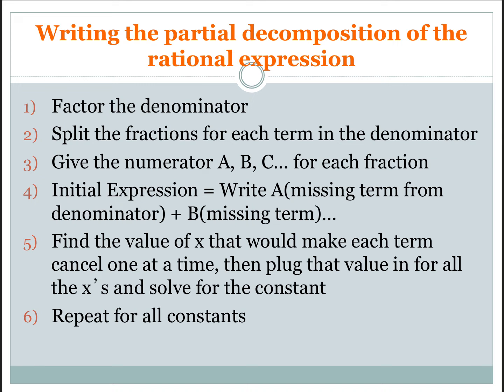You're going to find the value of x from the original denominator that was factored, and then plug in. Once you plug in, it will cancel out the A, the B, the C, and whatever else you have, to where you just have those 2 fractions left over, or those 3 fractions left over.